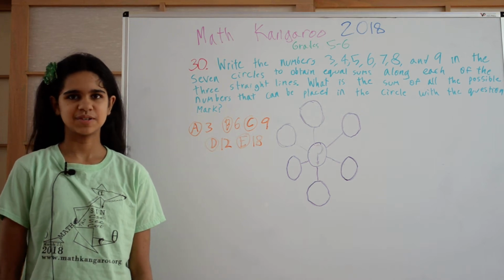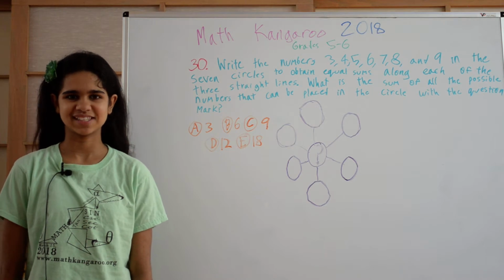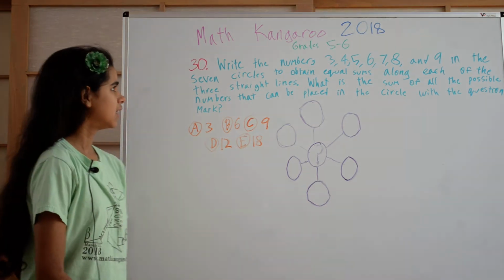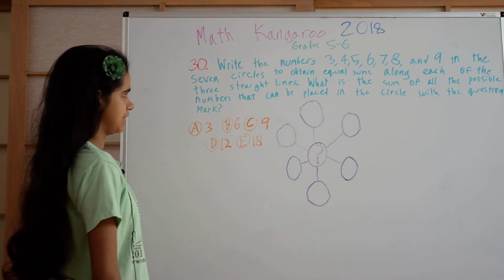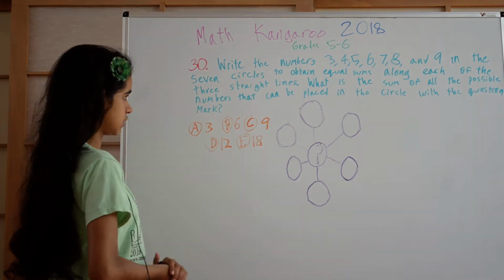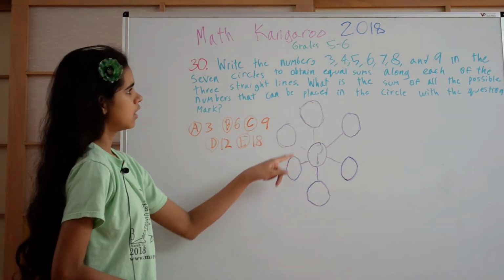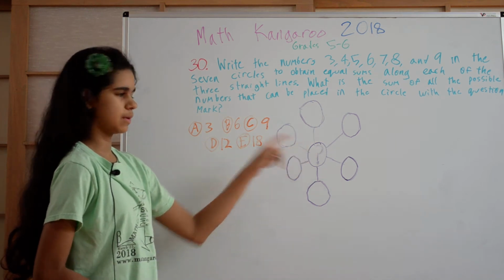Hi, today I'm going to show you how to solve problem 30 from the 2018 Math Kangaroo grades 5 to 6. Here's the problem. Write the numbers 3, 4, 5, 6, 7, 8, and 9 in the 7 circles here to obtain equal sums along each of the 3 straight lines. What's the sum of all the possible numbers that can be placed in the circle with the question mark?